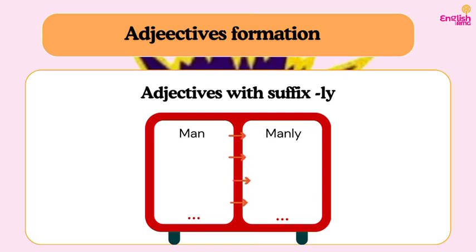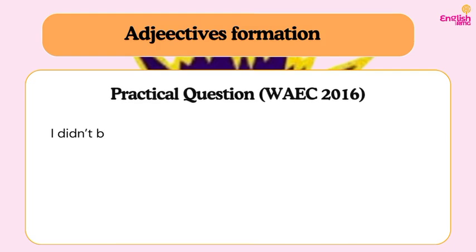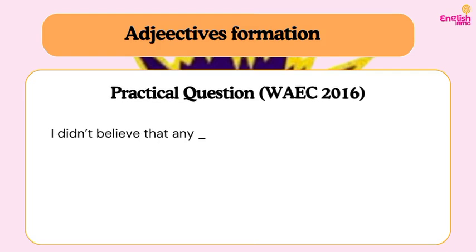So don't always limit the rule to just one thing. So let's look at other examples. Another example is lively from life. So you can say the event was lively. That's an adjective. We could also have miserly from miser, and we could have costly from cost. Do you understand?